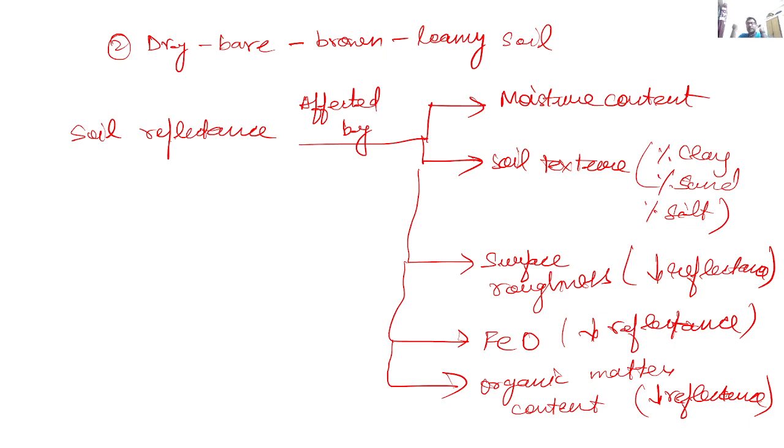So we discussed the healthy green vegetation and the dry, bare, brown, loamy soil. So the third surface feature would be clear water.